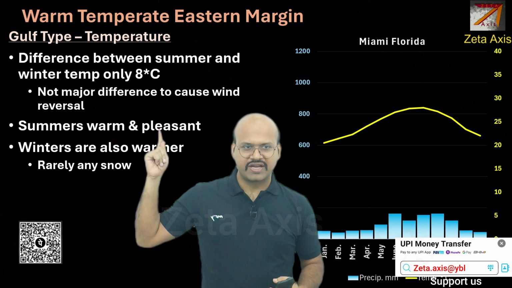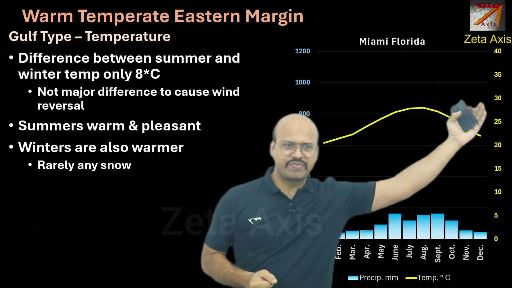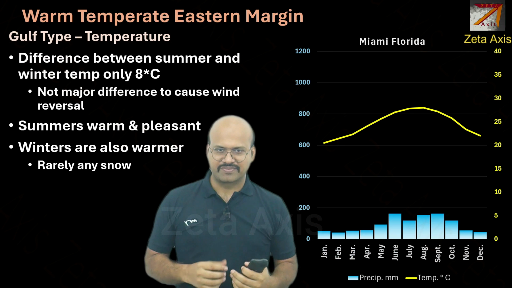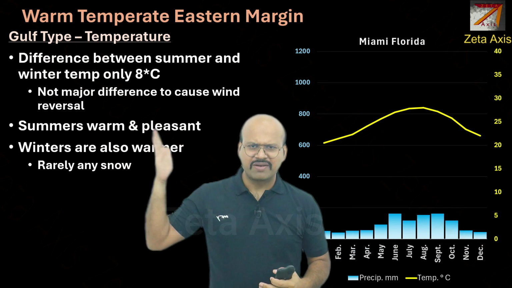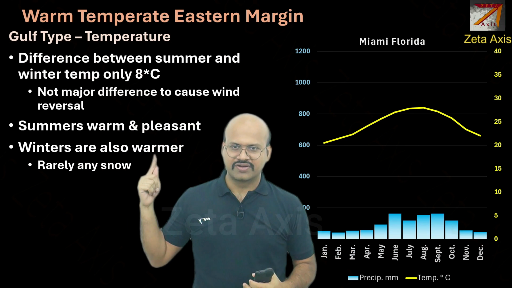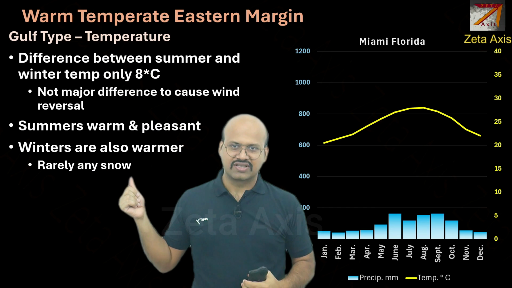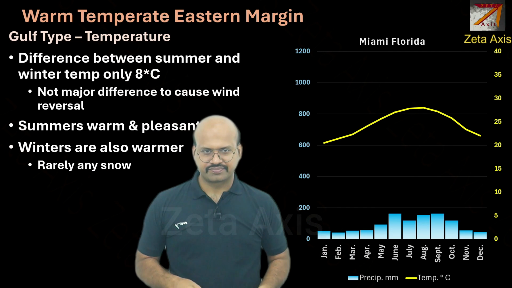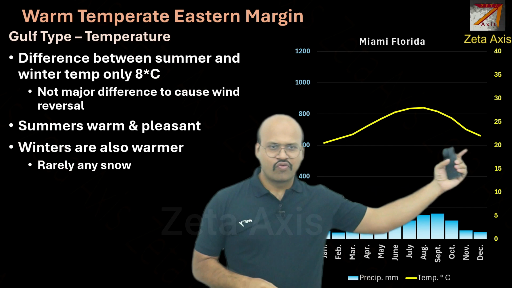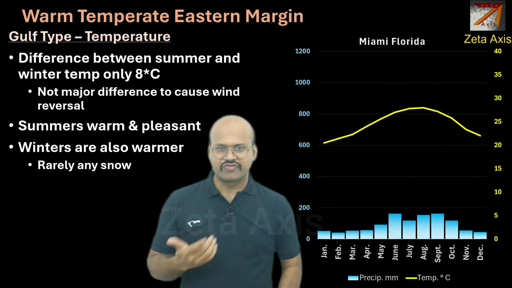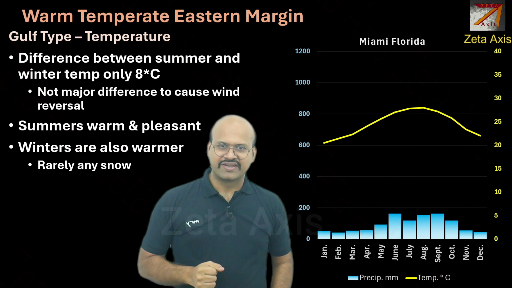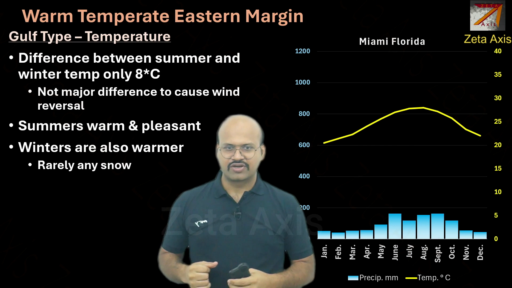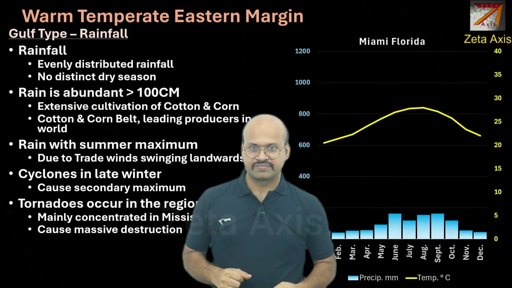Summers are warm and pleasant. We can see that it is below 30 degrees. This is the average temperature. Therefore, it is warm and pleasant, and winters are also warmer. Rarely any snowfall occurs in the Gulf type of climate. We can see that the winter average temperature is also above 20 degrees Celsius. So, it is warmer compared to higher latitudes.